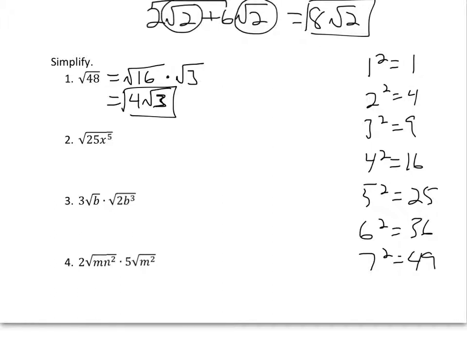So square root of 48 and 4 times the square root of 3 are the exact same thing. Okay, number 2, this is the same idea. You could split this up to square root of 25 times the square root of x to the 5th. Now, square root of 25 we already know is 5, so we don't need to worry about that. Now, square root of x to the 5th.